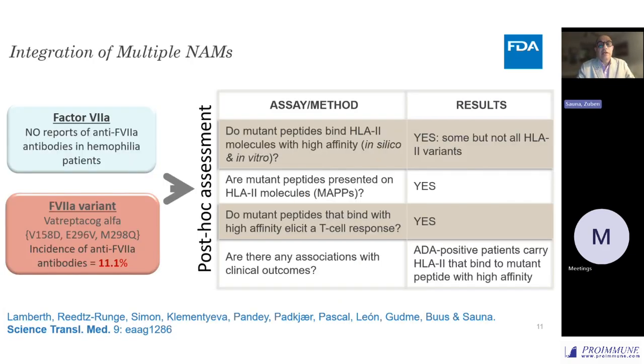Like I said earlier, individual NAMs give you limited information. This is again the same case study with factor 7A and its variant, looking at different assay methodologies. And you can see that, in a post hoc assessment, these are in silico and in vitro methods. This is the MAPS method. And this is asking the question of, do mutant peptides that bind with higher affinity elicit a T cell response? And the answer over here is also yes. And all of these have an association with clinical immunogenicity.